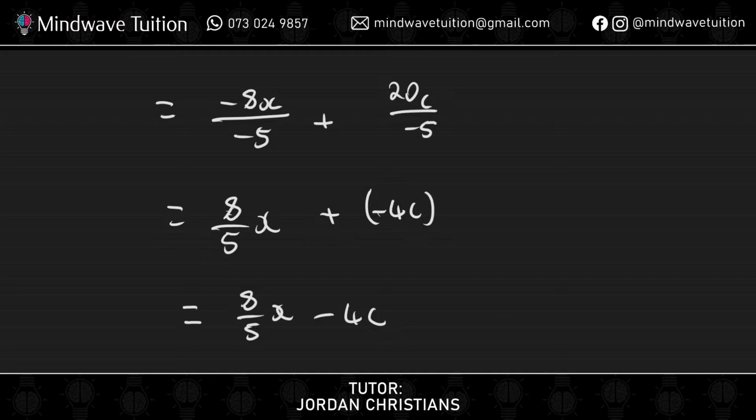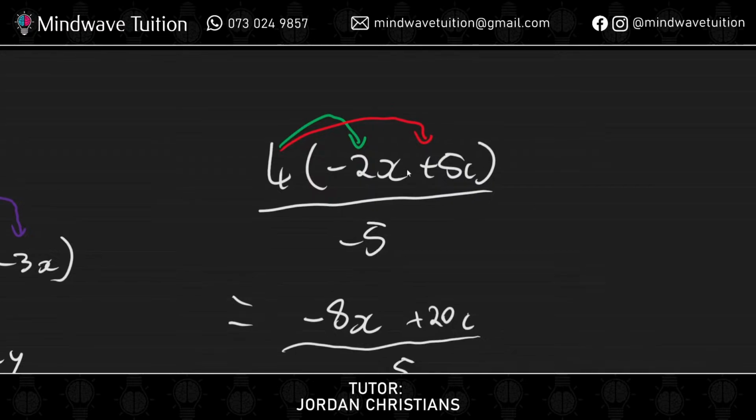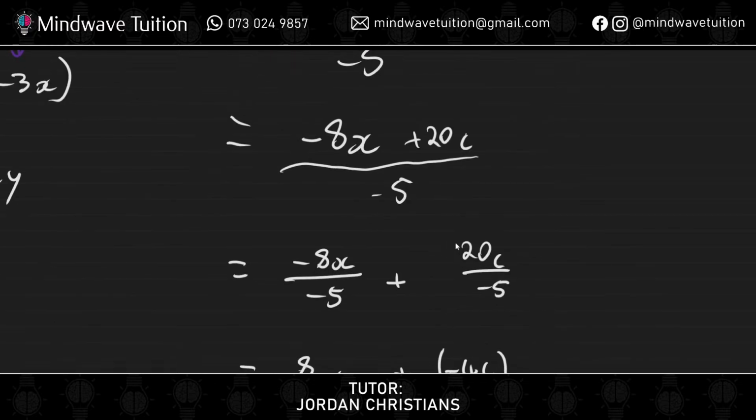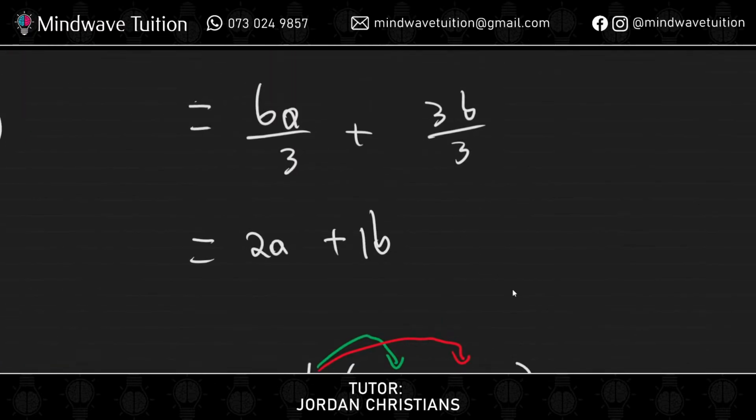So this is all technically part of distribution, it's just that this one works with fractions or division. So always, when it comes to fractions, just segment them up into the top part and the bottom part, the numerator and the denominator, work whatever is happening in the numerator out, and then continue as you would in a simple sum.